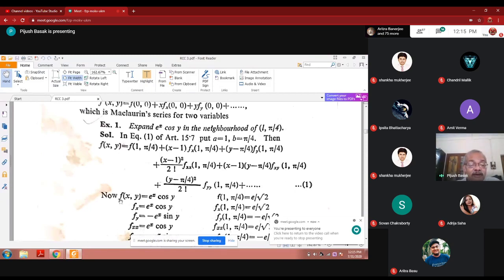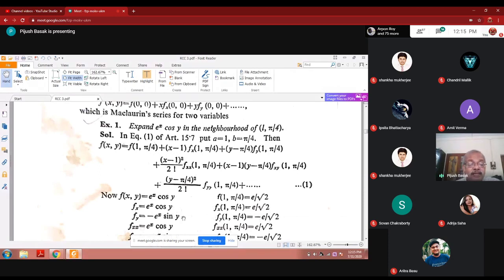Now, the partial derivative of f with respect to x is e to the power x cos y, because the derivative of e to the power x is e to the power x, and cos y. So now you find fx(1, pi by 4). Put x is equal to 1 and y is equal to pi by 4. You will get e by root 2.